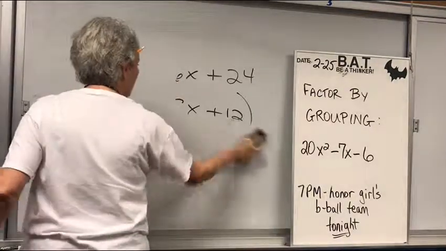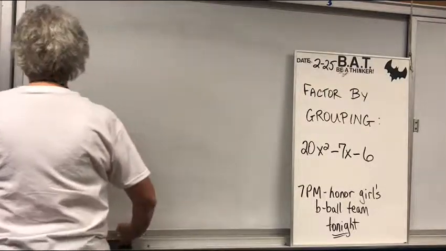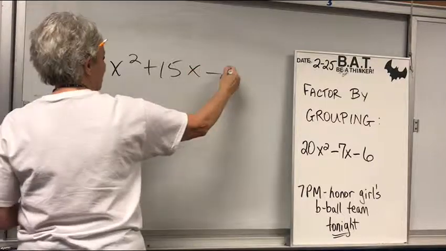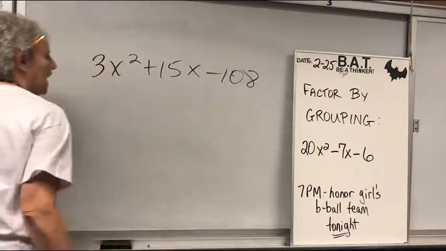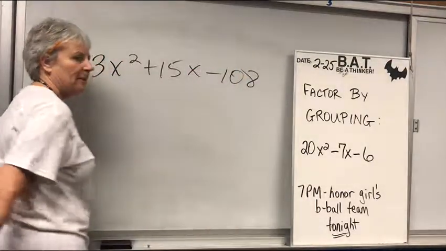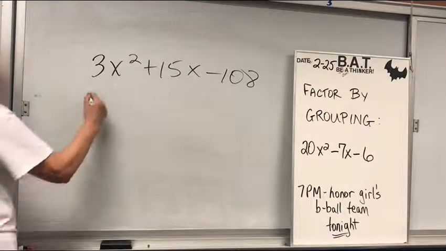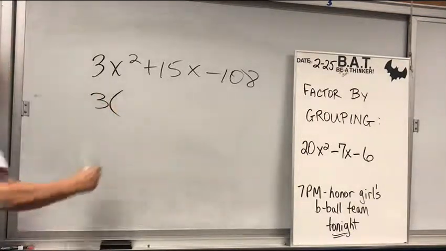All right, one more. 3x squared plus 15x minus 108. I know immediately that that can be divided by 3. How do I know that? 1 plus 0 plus 8 is 9. Since 3 goes into 9, 3 goes into 108. That's the divisibility rule for 3. So let's get it out of there.